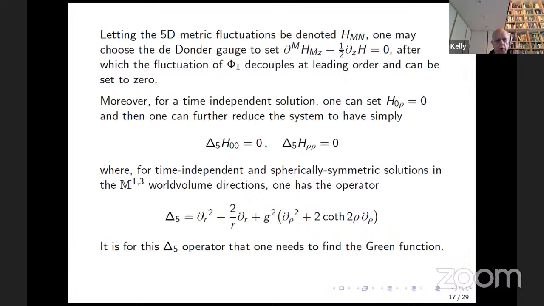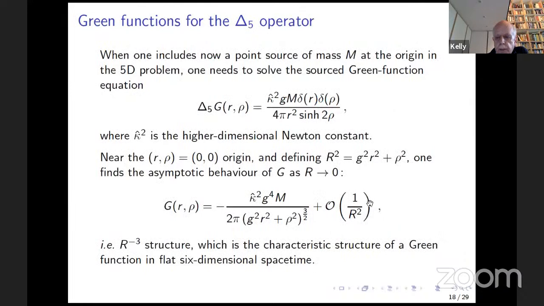And here is the delta 5 Laplace type operator that we need to have. So it basically involves the Laplace operator in radial coordinates on the world volume, plus this delta operator that I talked about a moment ago. This combines to make the five-dimensional operator for which we need to find the Green function. So that's the next topic.